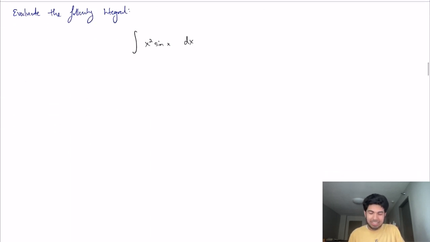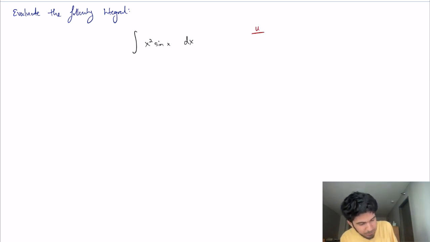The integral of x squared sine of x dx. If you watched our integration by parts video, you might remember this question, where we solved it and it was quite annoying because we had to do some integration by parts multiple times. So hopefully now it'll be a bit easier. Let's try doing tabular integration.